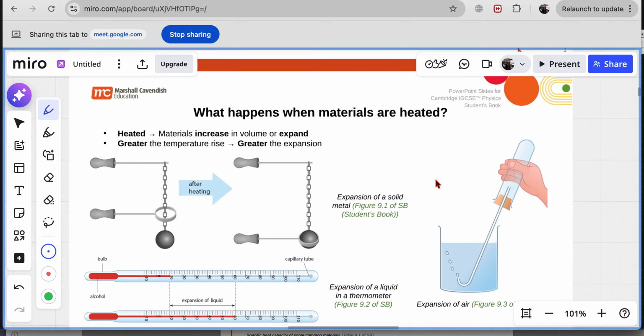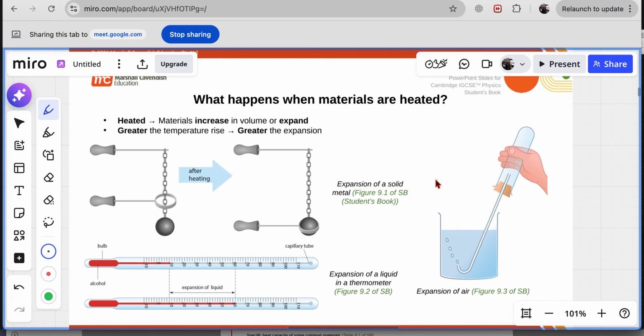So without wasting time, let's go to the first aspect, which is the expansion itself. What happens when materials are heated? I think we should use the highlighter to show some of the significant parts that we need to note. When materials are heated, they will increase in volume, meaning they will expand. When you heat any material, it will increase in volume. The size will get bigger.